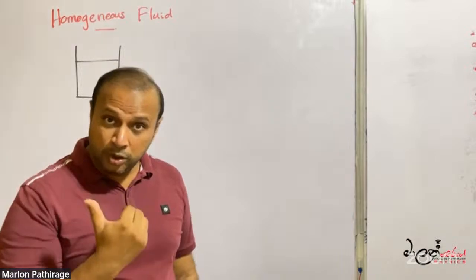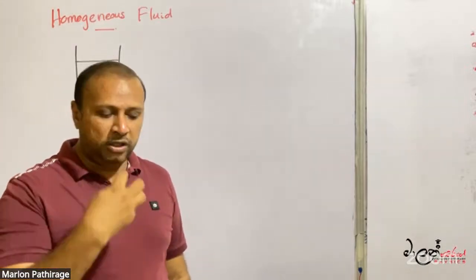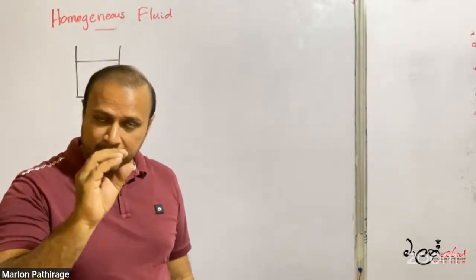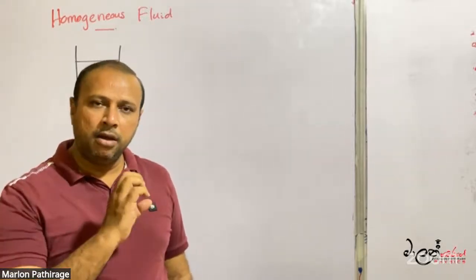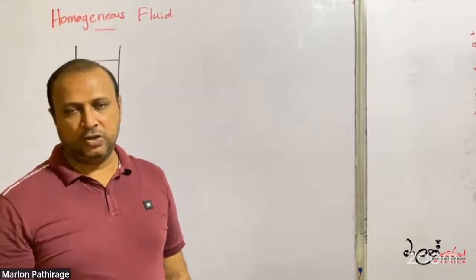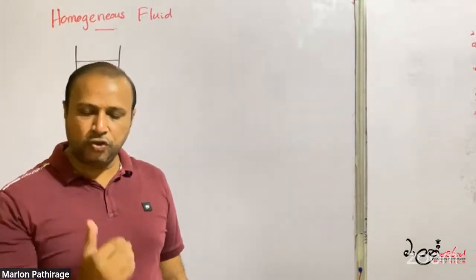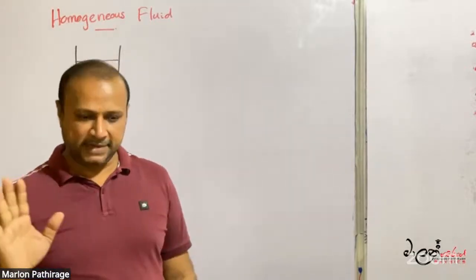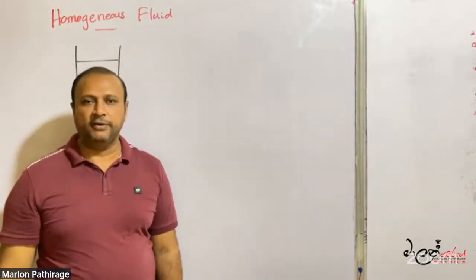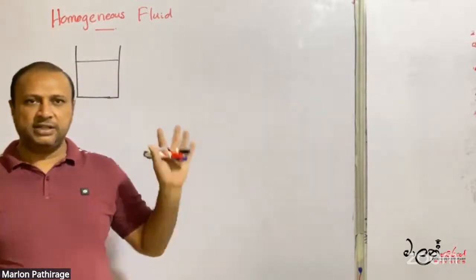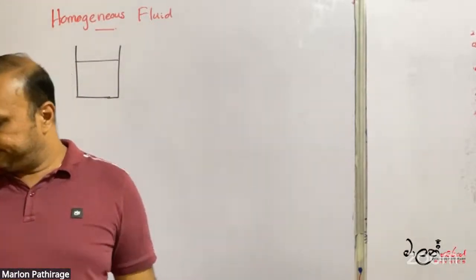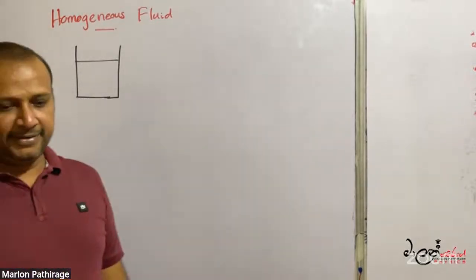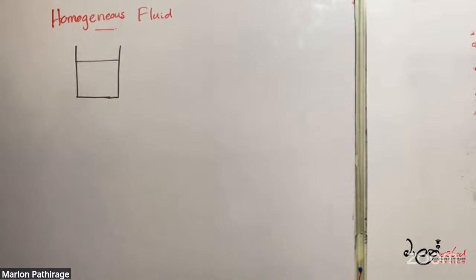So to have equal density, the components in that liquid should definitely be distributed evenly throughout the liquid. Is that clear? If it is clear, please raise your hand.